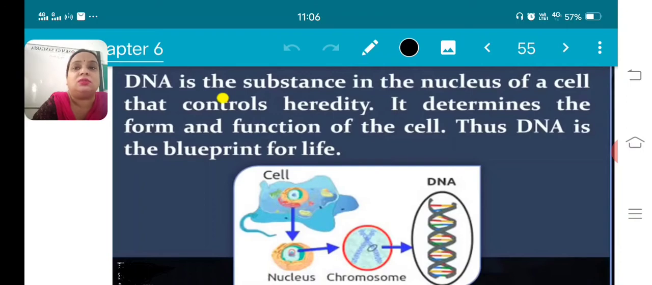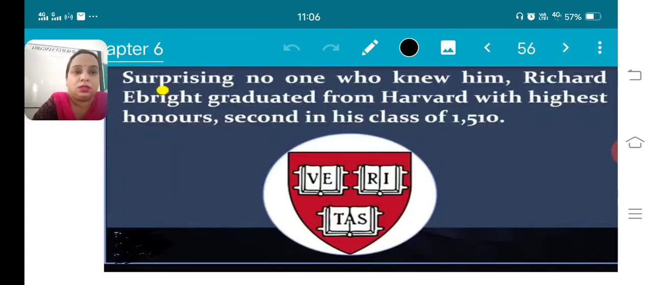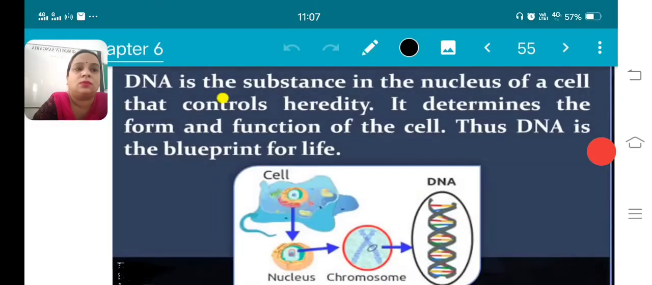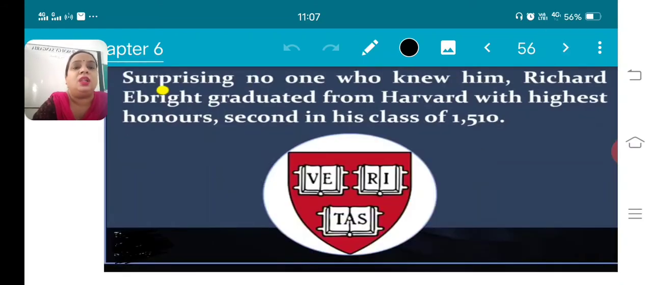So when he started searching for that more excitedly, he was taking keen interest in it. He found that DNA is a substance which carries heredity from parents to the kids. Here he found that DNA is in the nucleus of the cell, and that it controls heredity, and therefore it determines the form and the functions of a cell. And he finalized that idea, that DNA is the blueprint of life.